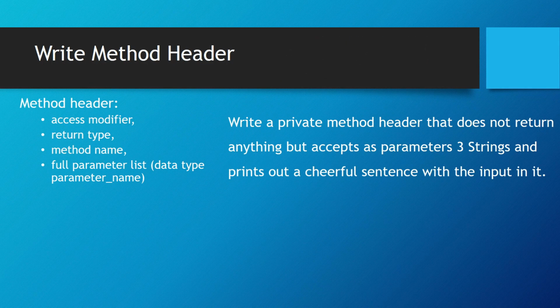First, we look for clues for the access modifier. It says to write a private method header. Here, the access modifier is highlighted in red. Next, we see that this method does not return anything, highlighted here in purple, so the return type will be void. We've already decided our method name will be cheerful. For the full parameter list, we see this method accepts 3 strings, highlighted in gray.